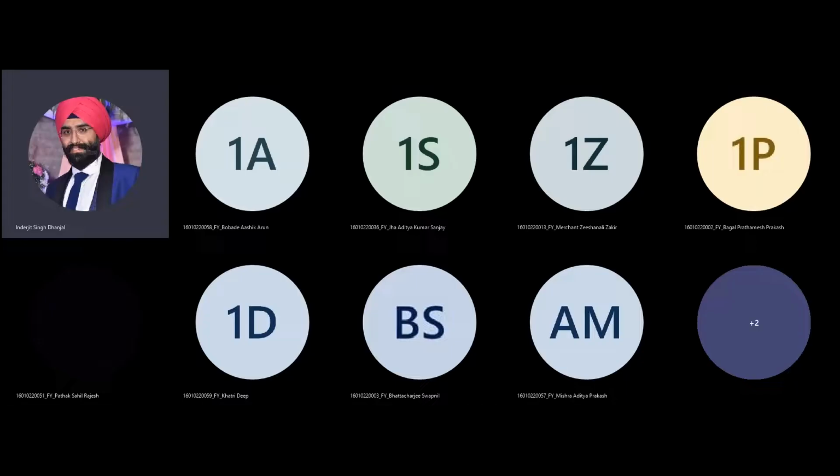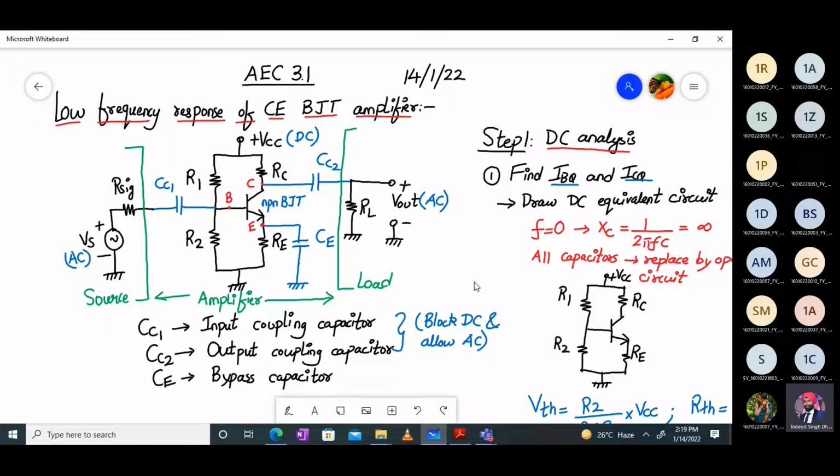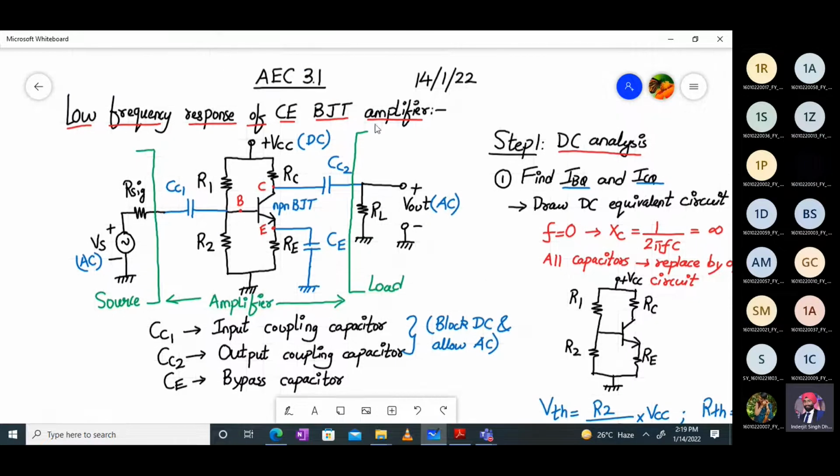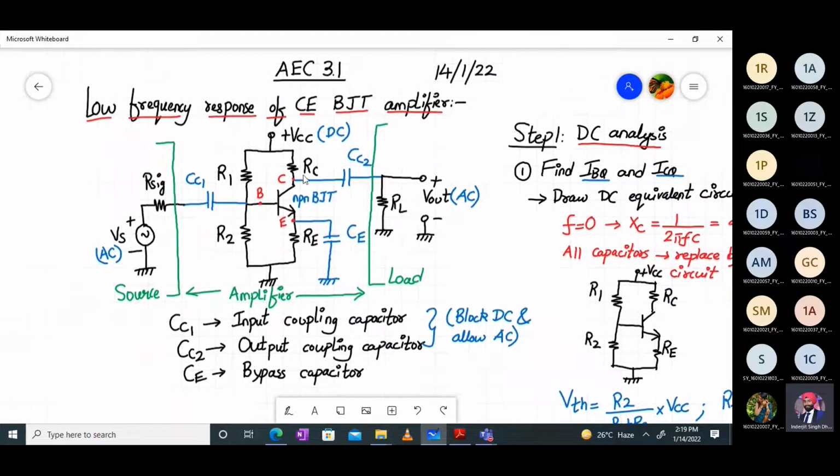Welcome to Analog Electronic Circuits, lecture number 3.1. Today we are going to discuss the low frequency response of a BJT amplifier. The circuit in front of your screens is a BJT amplifier.